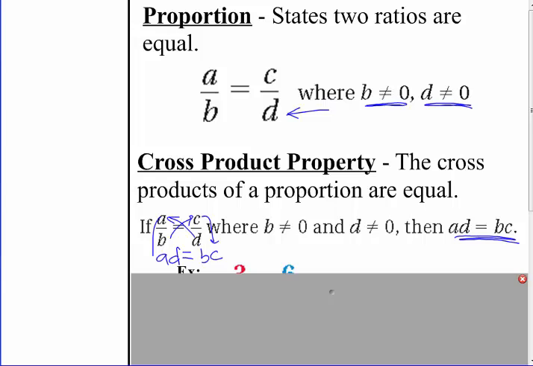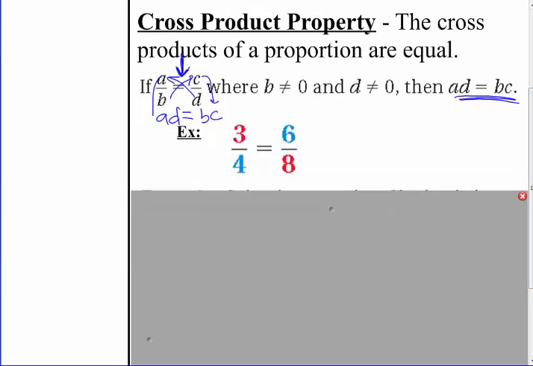Note, we only do the cross products when there is an equal sign in the middle. That's the only time you do these cross products. So here's an example of two ratios that are equal. If you look at the cross products, 8 times 3 is 24. 4 times 6 is 24. 24 does equal 24. So the cross products of a proportion are equal.